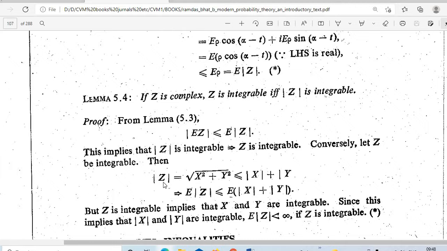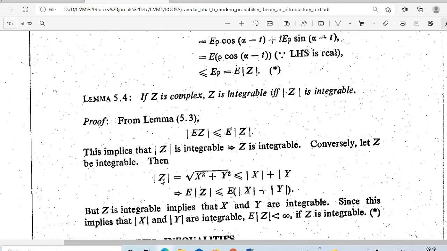So what is mod z? Mod z is nothing but, if z is x plus iy, then mod z will be root of x square plus y square. But we know from mathematical inequalities that root of x square plus y square is less than or equal to mod x plus mod y.